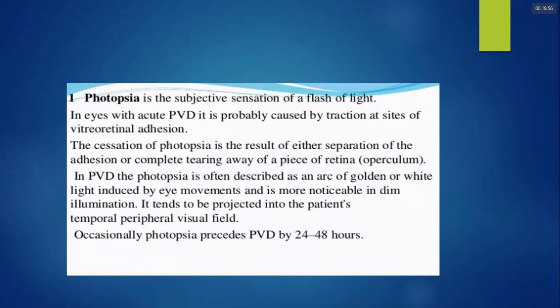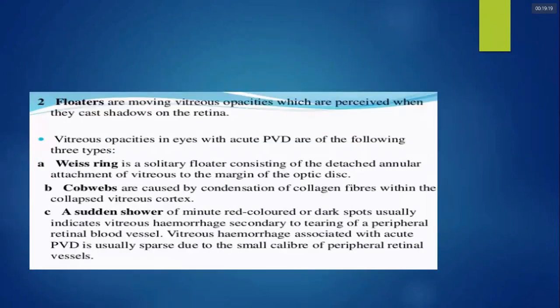In PVD, the photopsia is often described as an arc of golden or white light induced by eye movement and is more noticeable in dim illumination, and it tends to be projected into the patient's temporal peripheral visual field. Occasionally, photopsia precedes PVD by 24 to 48 hours. So the complaints are photopsia, that is the flashes of light, which is due to vitreoretinal traction, and floaters, which are moving vitreous opacities perceived when they cast a shadow on the retina.